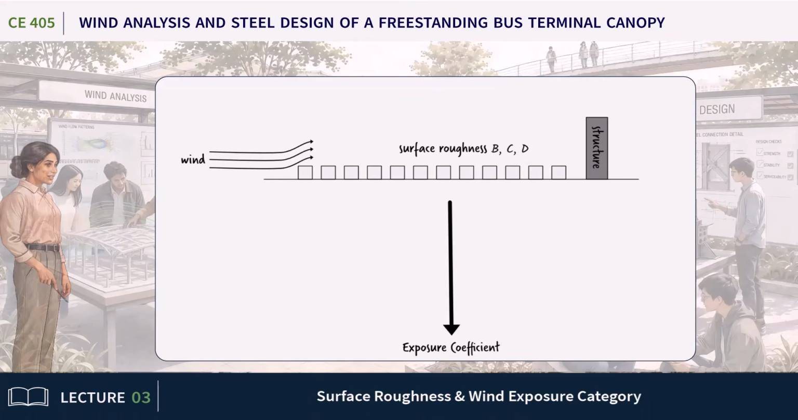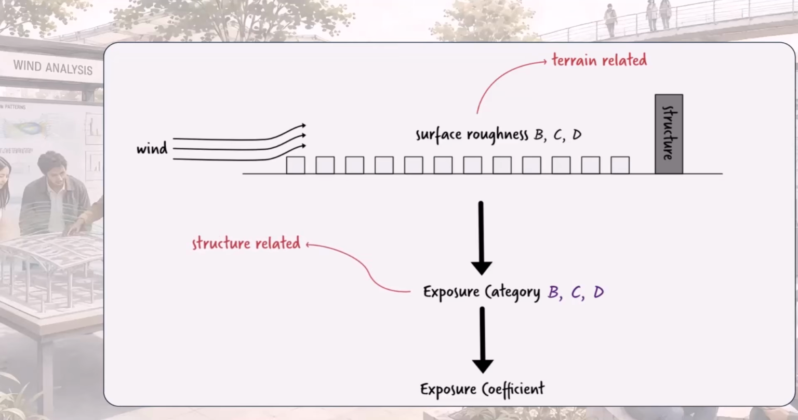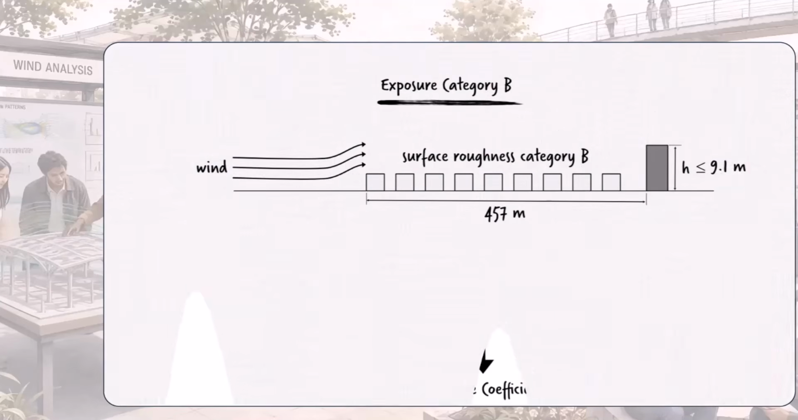Now that we've covered the surface roughness categories, let's see how we use them to determine the exposure category for our structure. ASCE 7-22 defines three exposure categories: B, C, and D, which share the same labels as the surface roughness categories. But here's the key difference. Surface roughness describes the physical terrain, while exposure categories tell us how that terrain affects wind loads on the structure. Let's start with exposure category B. Your structure falls into this category if it meets one of two conditions.